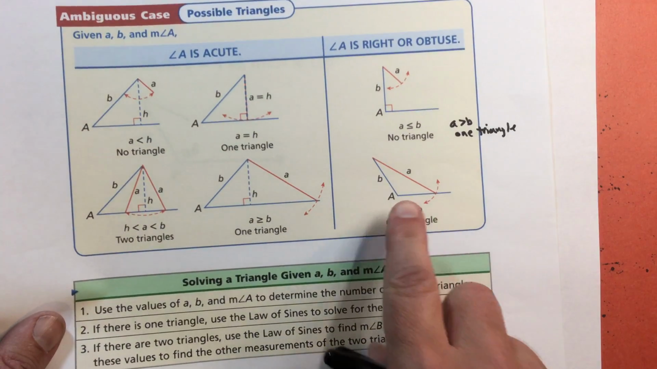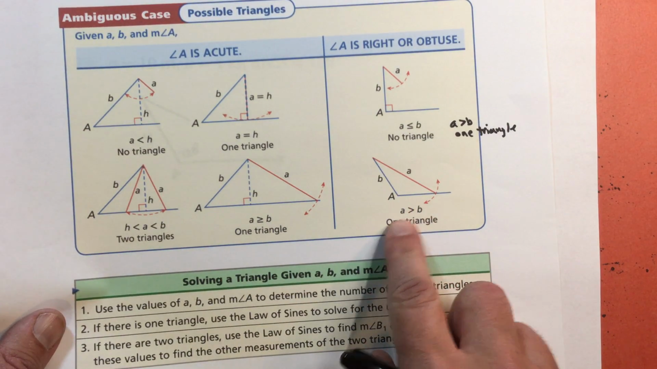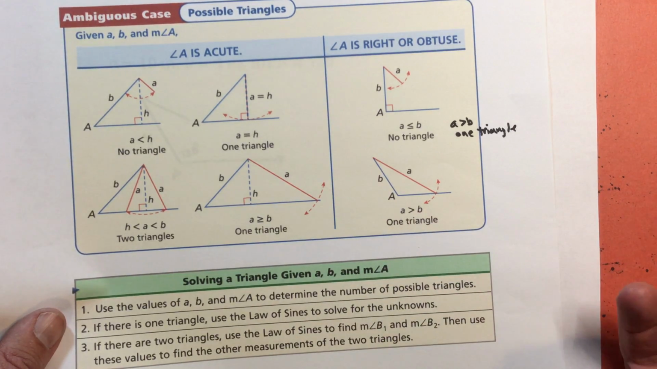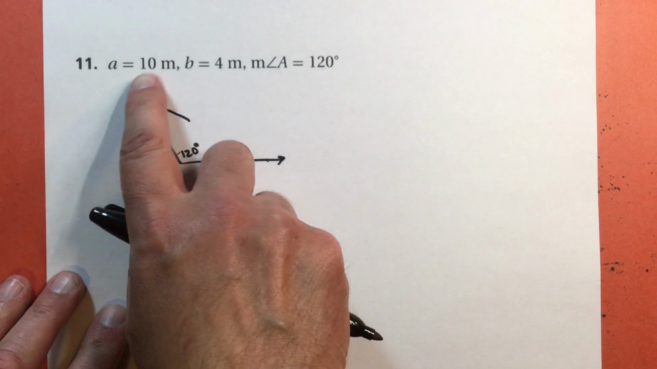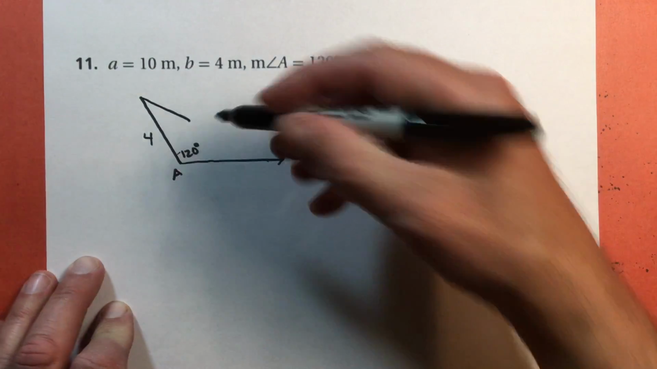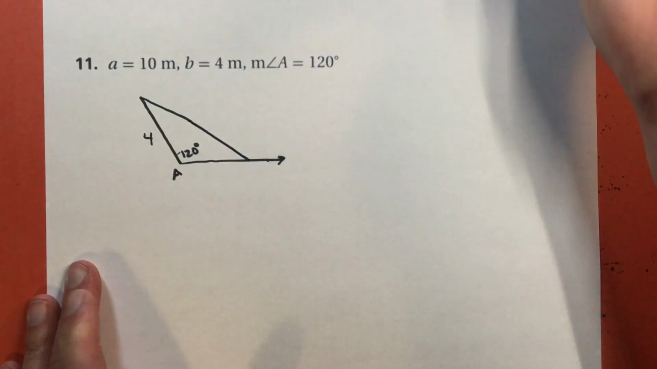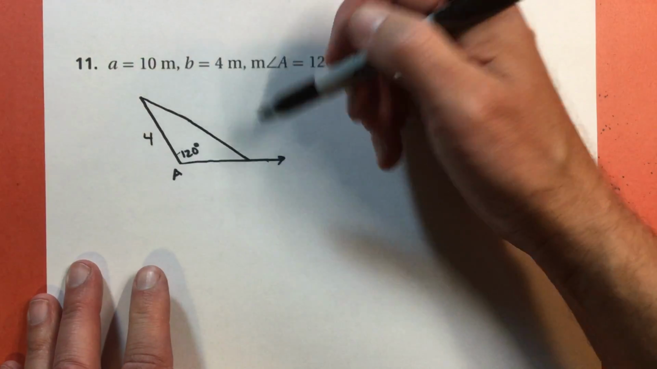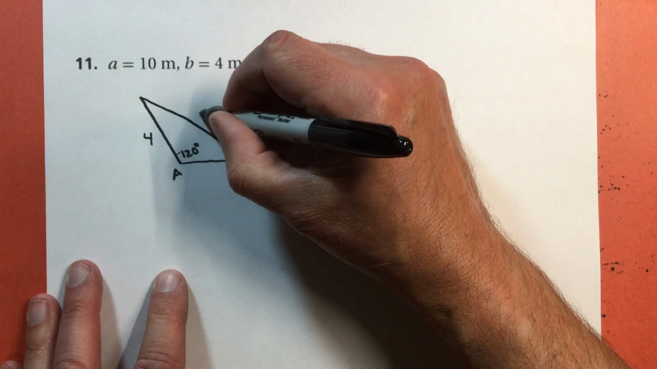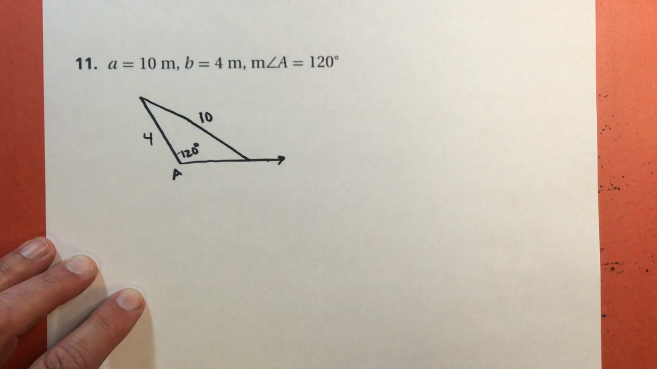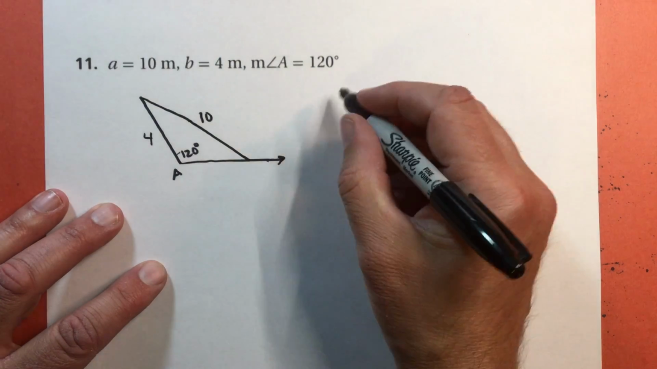So let's look. Obtuse, A has to be bigger than B. If A is bigger than B, I get one triangle. 10 is bigger than 4. So if I draw this all the way out, and again, I may not have things measured, it looks like I didn't draw it long enough, but that's okay. This is going to be 10. Looks like I do get one obtuse triangle.